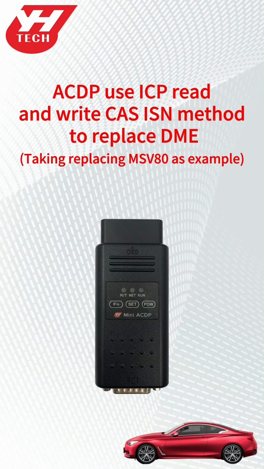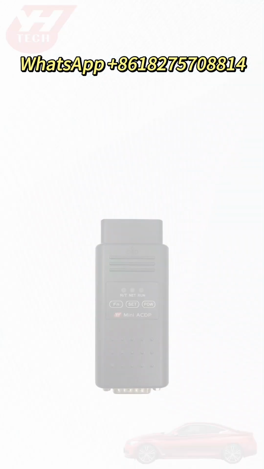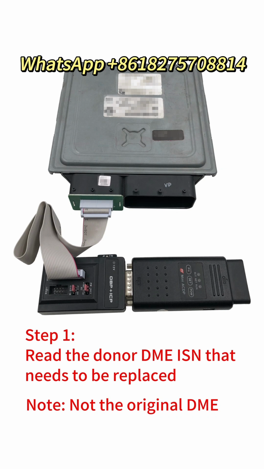This video shows how ACDP uses ICP read and write CAS ISN method to replace DME, taking replacing MSV80 as an example. Step 1. Read the donor DME ISN that needs to be replaced.